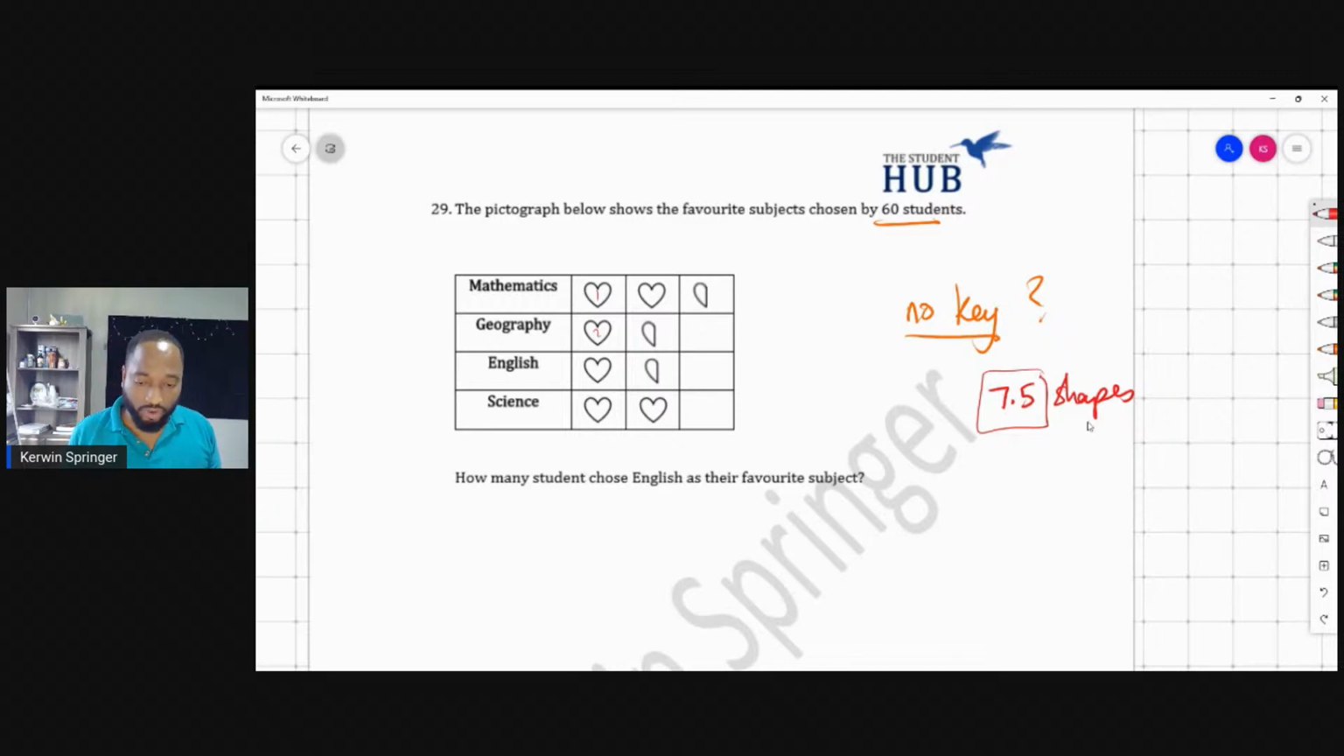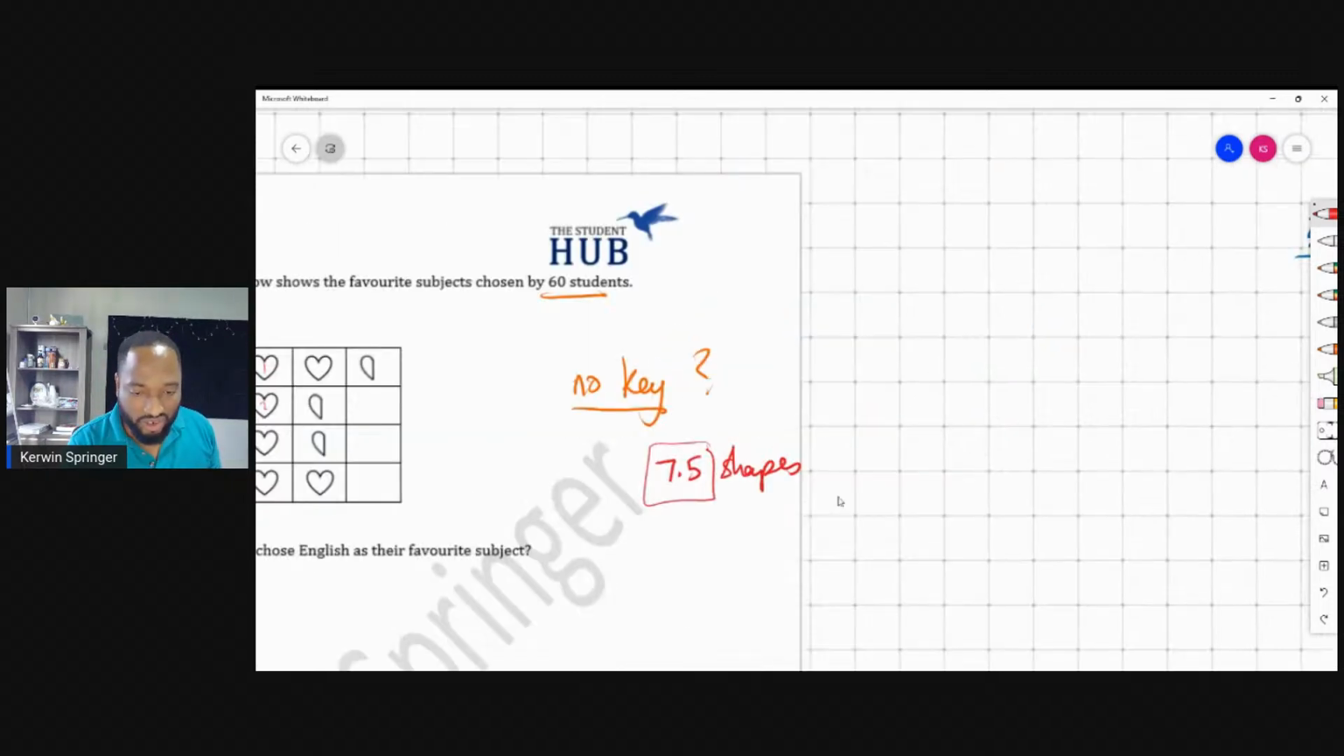60 divided by 7.5. So 60 divided by 7.5 looks a little rough. How are we going to do it?